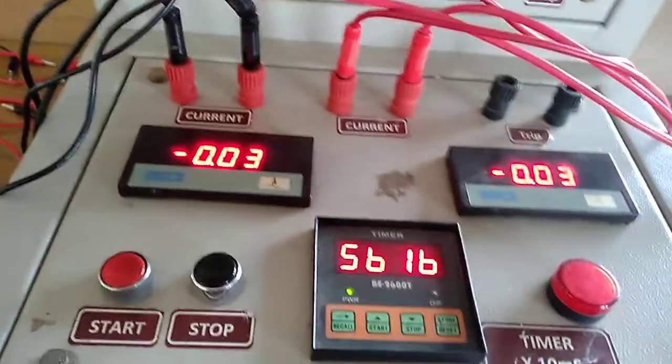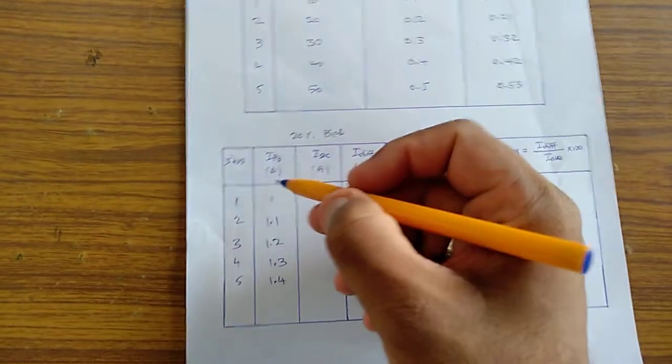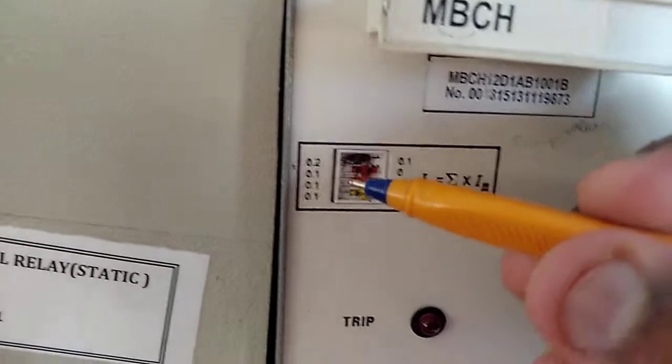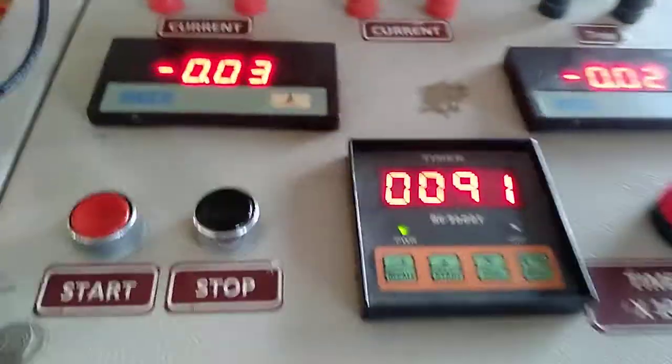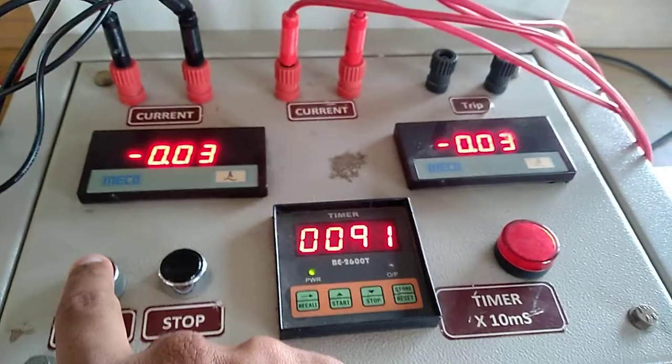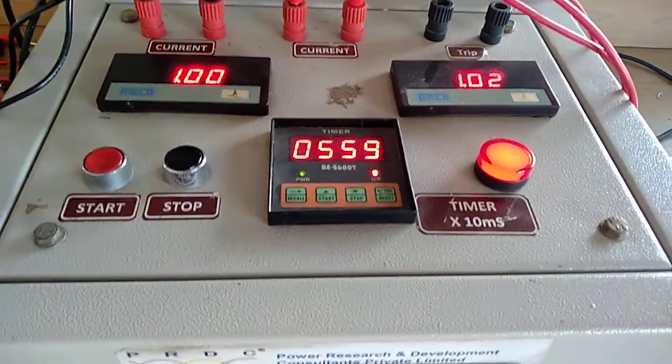Okay, so now I have turned it off. Now I am operating the relay in 20% bias. The remaining things have all been kept at 0. So this is 20%. Now here I am keeping both the transformers at 1 ampere by varying this knob and this knob. So gradually I have to increase equally.